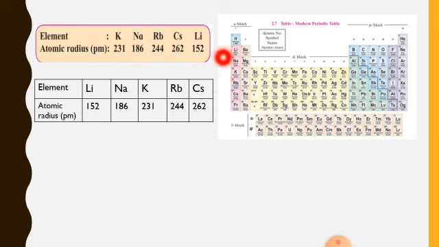So which means all these elements belong to group 1. Okay, so we are going to arrange the group 1 elements according to this pattern. Lithium has 152, Na 186, K 231, Rb 244 and Cs 262 as atomic radius.